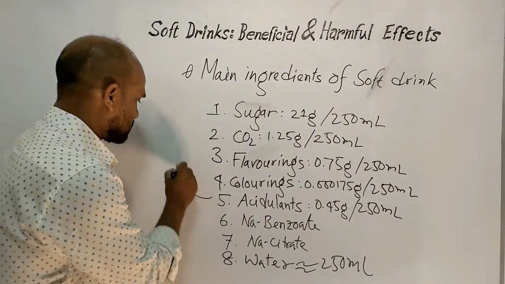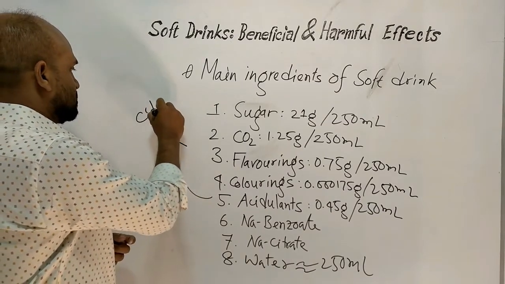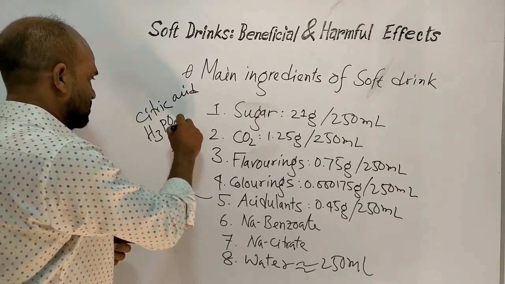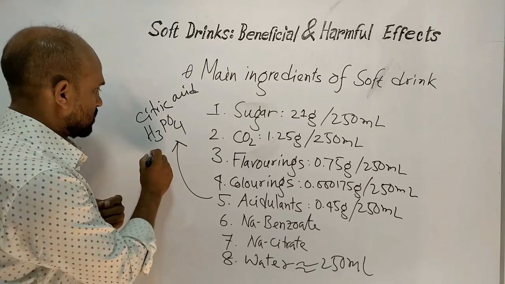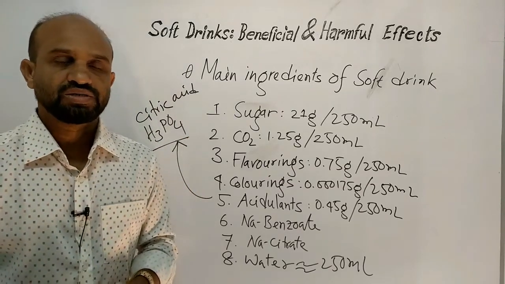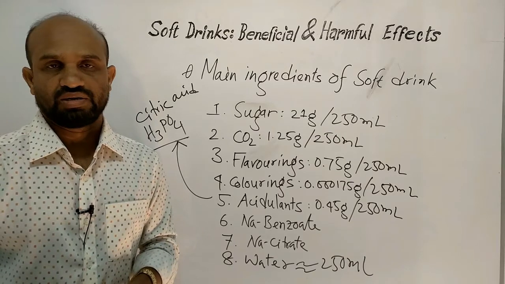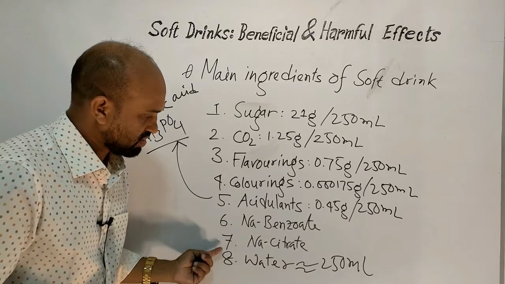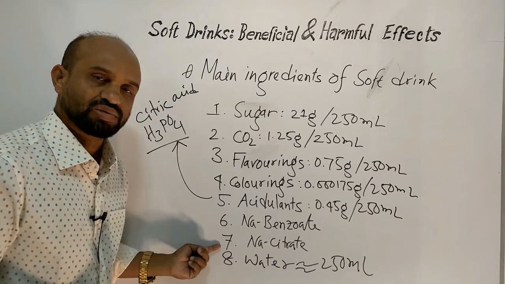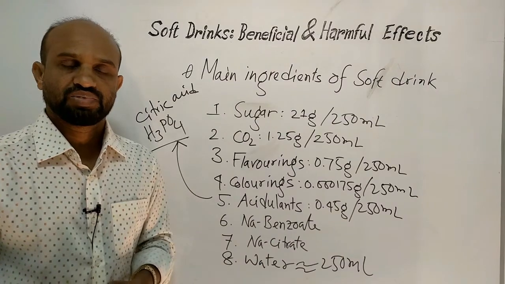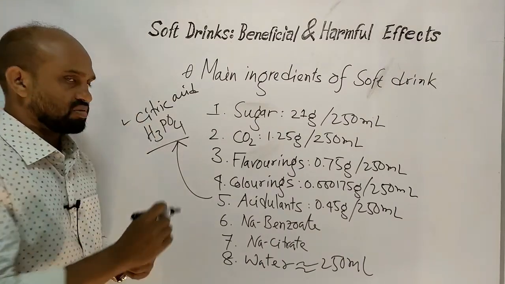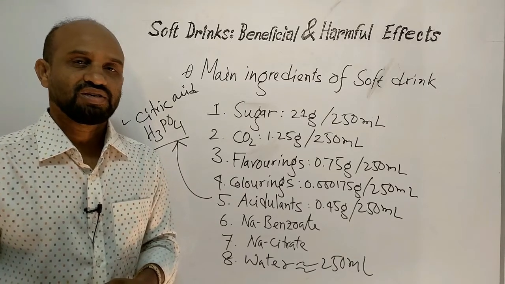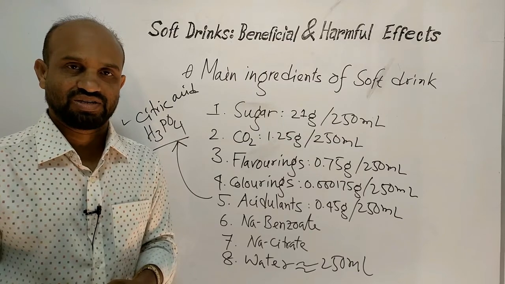Here the acidulants are citric acid and phosphoric acid. Phosphoric acid prevents the growth of mold and bacteria. Phosphoric acid, sodium benzoate, and sodium citrate act as preservatives. Citric acid provides a tart taste to the soft drink, that means an acidic taste.